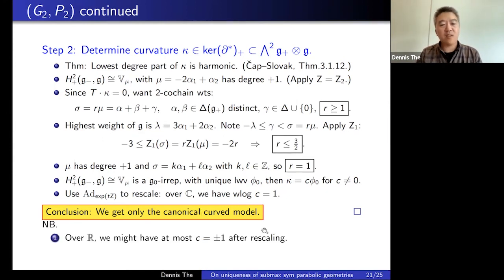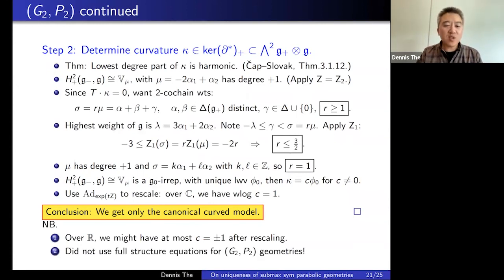So this is what I mentioned earlier. Over R, at most it's a plus or minus 1 after the rescaling. But what's striking about this, compared to classical ways of doing classification, is that I did not use any structure equations for G2 P2 geometries. That's unnecessary for this problem. Okay, it's a lot more efficient, and you make efficient use of G2 weights in this calculation. And it can all be done by hand, whereas if you do classification problems for more general problems, of course, using structure equations is very useful.